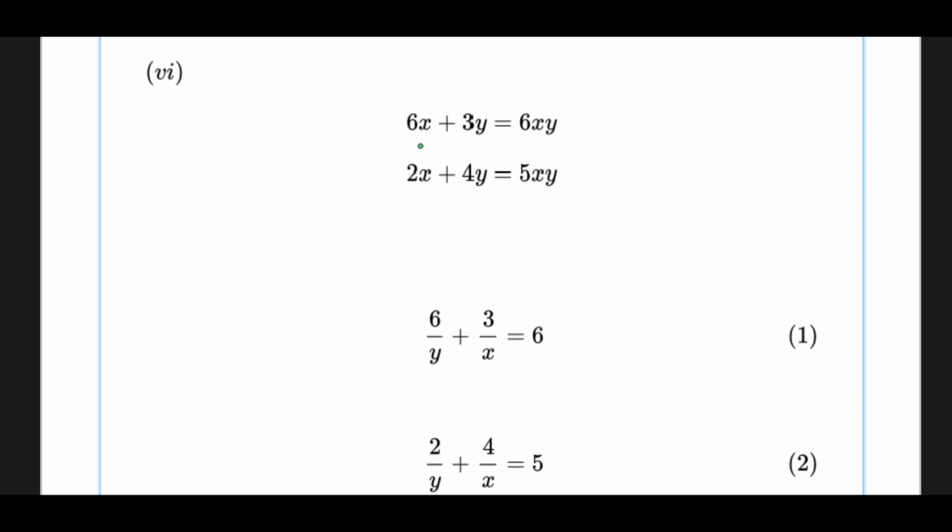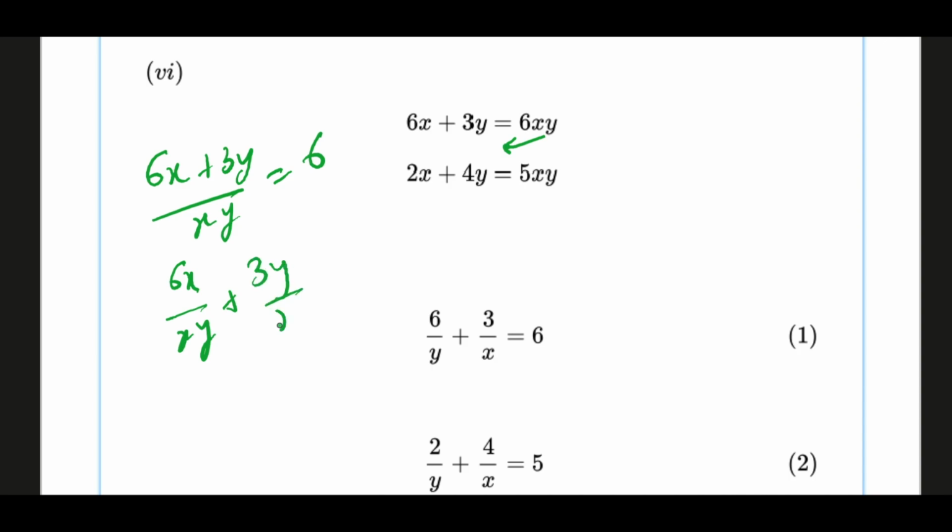Now let us see our next question. It is 6x + 3y = 6xy, 2x + 4y = 5xy. Now these equations are also not in the linear equation form. So what we will do is we will divide this by xy. So this becomes (6x + 3y) by xy equals to 6. Now we will do the same thing that we did in the previous question. We will split this in two. So it will be 6x by xy + 3y by xy = 6. So this gives us 6 by y plus, this y will cancel out, 3 by x = 6.